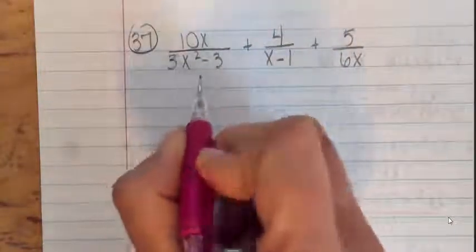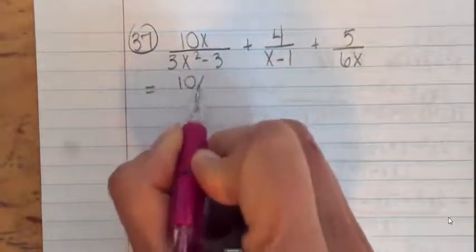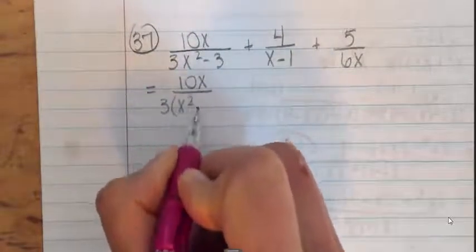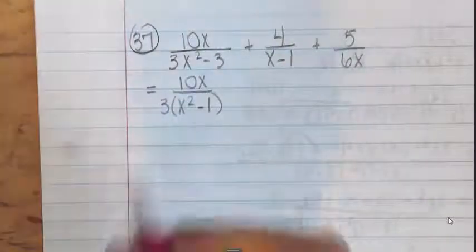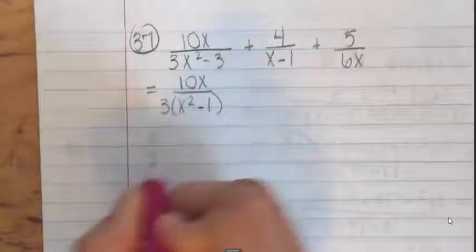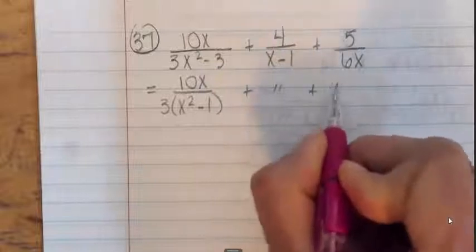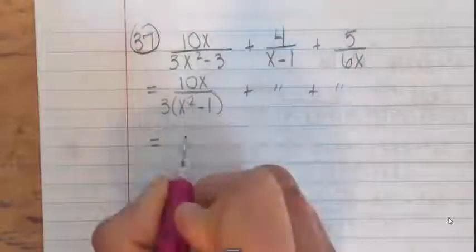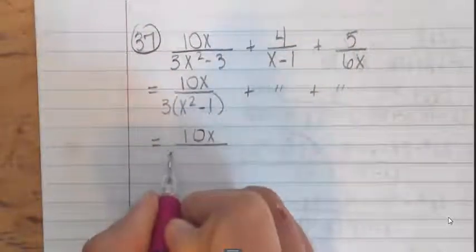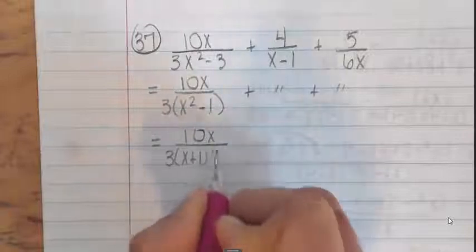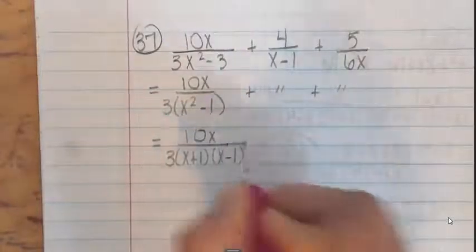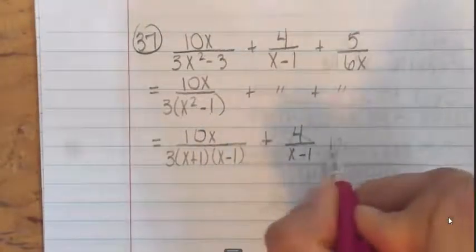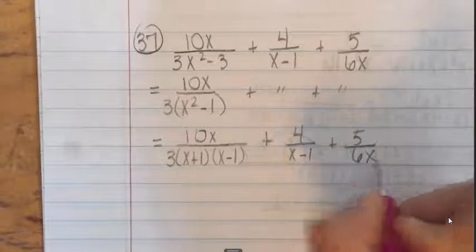These cannot be factored. So this is really going to have, let's see, 10x will stay the same. And the denominator I can factor out a 3, and I'm left with x squared minus 1, which really, I'm not going to write the rest of that. Okay, we can just say plus, and then, okay, this now is a difference of two squares, so I can factor that even further. So this is 10x over 3 times x plus 1 times x minus 1. Now I'll write the rest of it. So plus 4 over x minus 1 plus 5 over 6x.